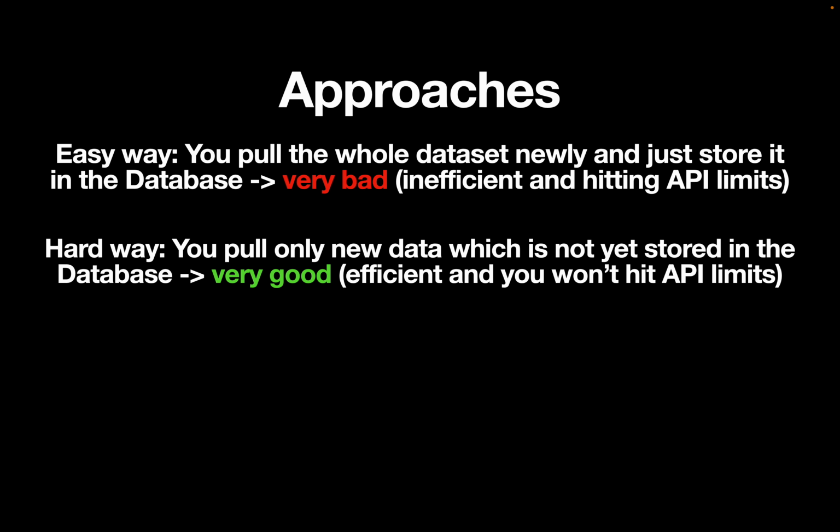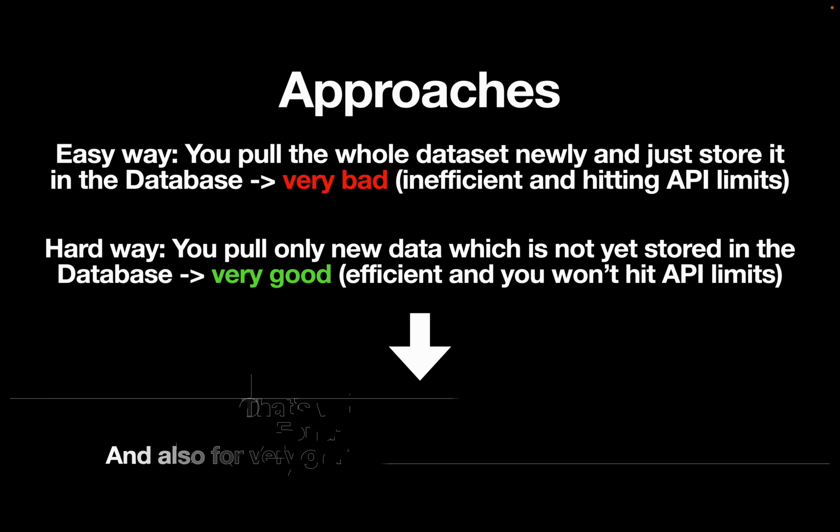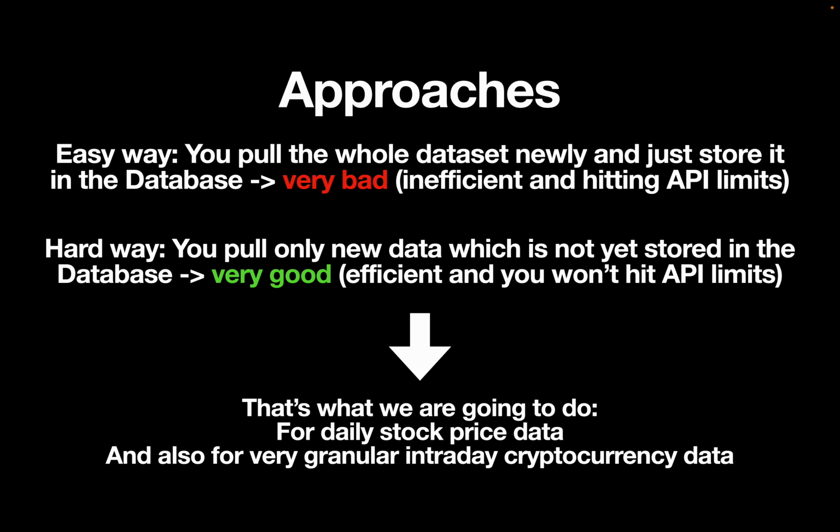The hard way would be to pull only new data which is not yet stored in the database. That would be very good and efficient, and you will at least most probably not run into the problem of hitting API limits. And that's exactly what we are going to do in this video, both for daily stock price data, but also for intraday cryptocurrency data using the Binance API.